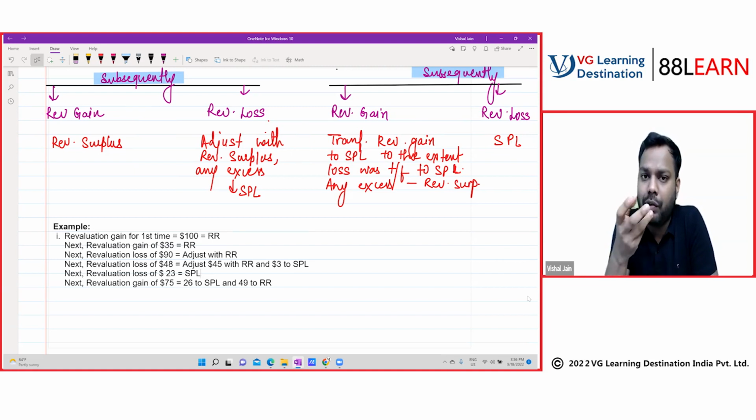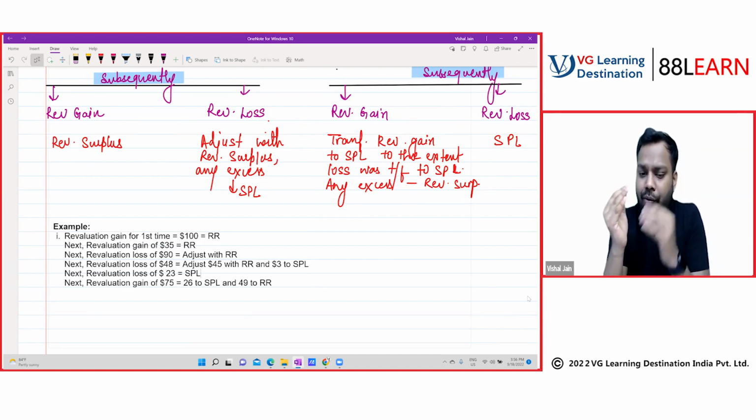If there is a revaluation loss, we'll adjust with the revaluation surplus. Basically, we'll decrease the revaluation surplus, right? Now, think of it this way. We did revaluation for the first time and we had a loss.